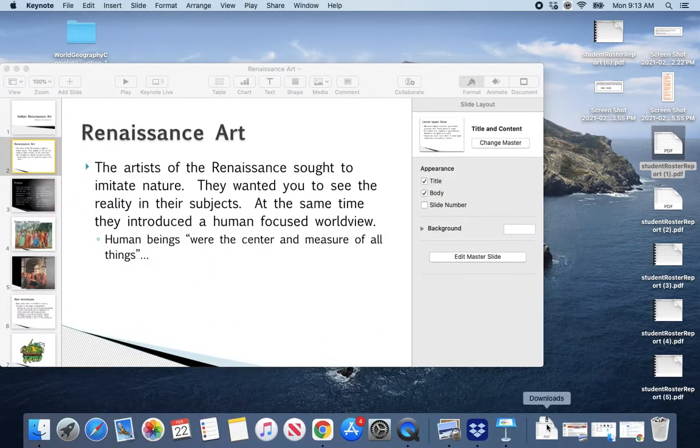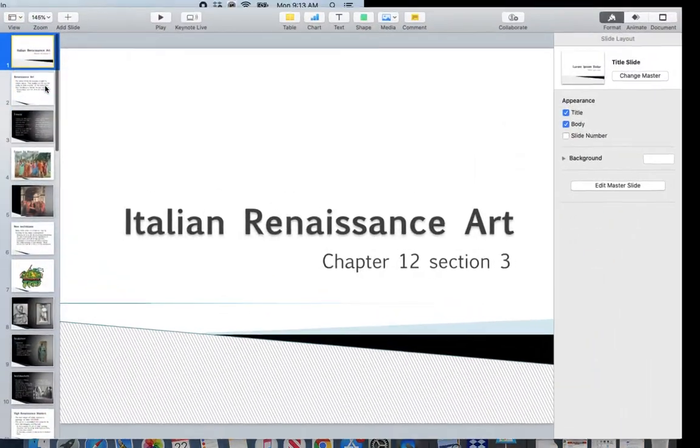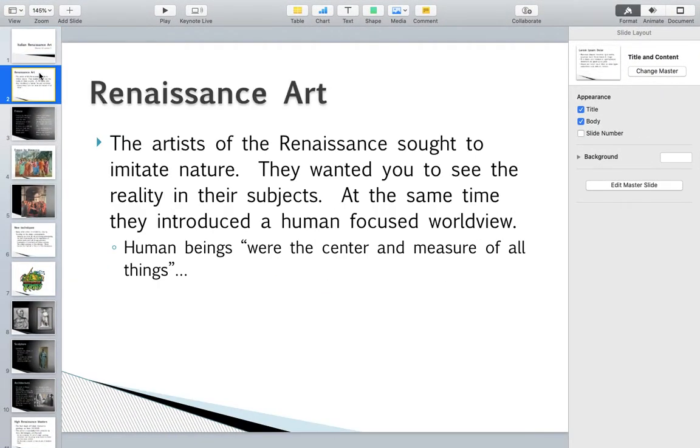Today's lesson is all about Renaissance art, which is probably the most important aspect of the Renaissance. So the artists of the Renaissance, in the beginning, wanted to imitate nature. They wanted you to see reality in their subjects. At the same time, they wanted you to notice that human beings are the center of the piece.